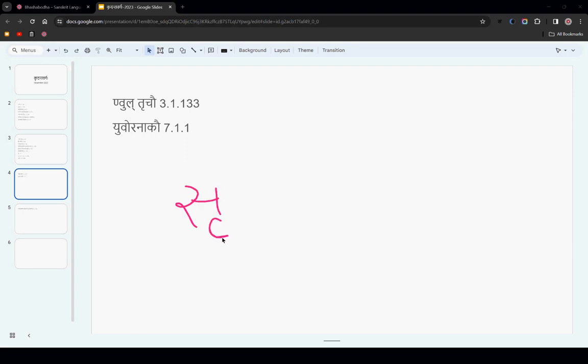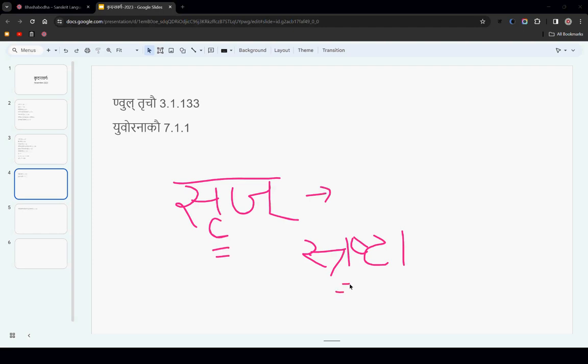Then we have srij dhatu. Adding trich, it becomes srashta. Srashtru, prathama ekavachanam is srashta, one who creates. Srij, srash, sra. Sru changes to ra. And srashta.